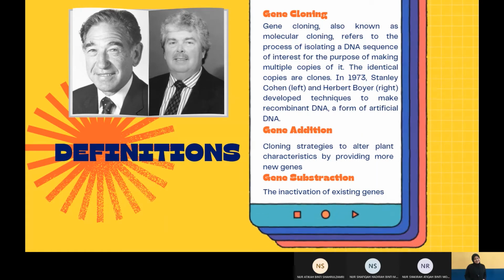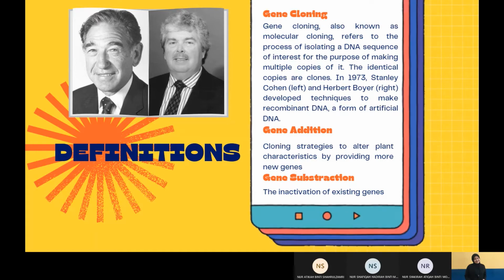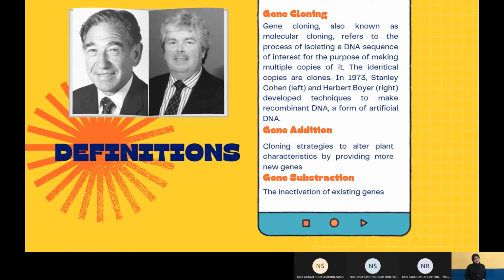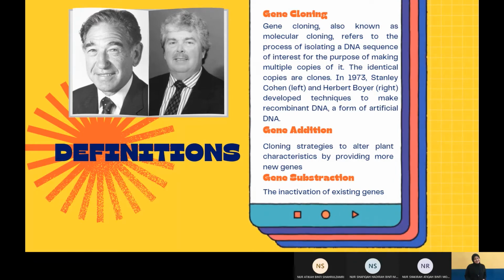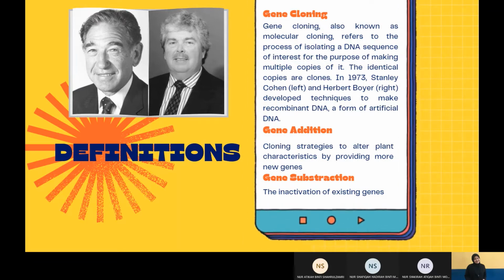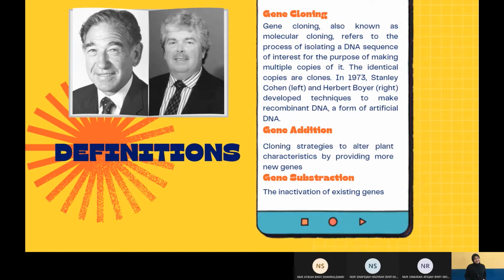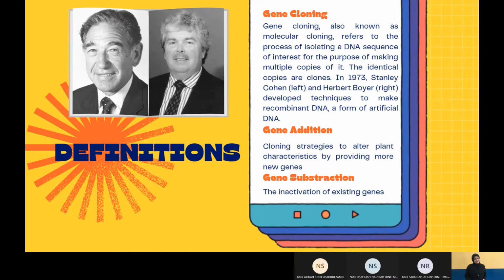In 1973, Stanley Cohen, on the left side of the picture, and Herbert Boyer, on the right side of the picture, developed techniques to make recombinant DNA, which is a form of artificial DNA. Under gene cloning, we have two strategies or techniques, which are gene addition and gene subtraction. Gene addition is the cloning strategy to alter plant characteristics by providing more new genes into the cell, while gene subtraction is the inactivation of the existing genes.